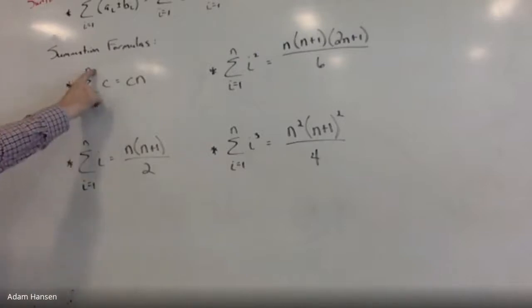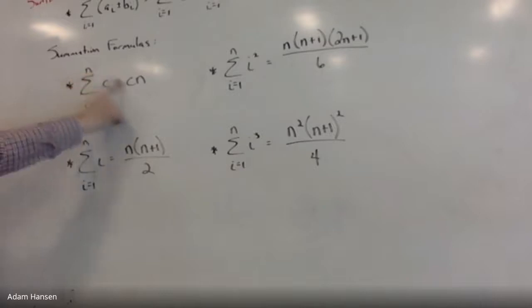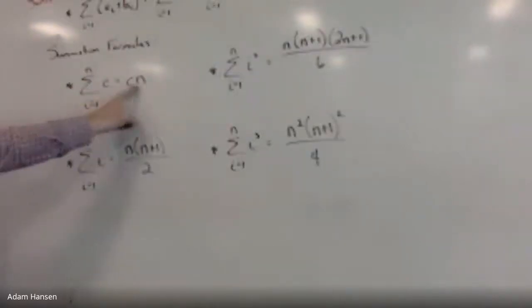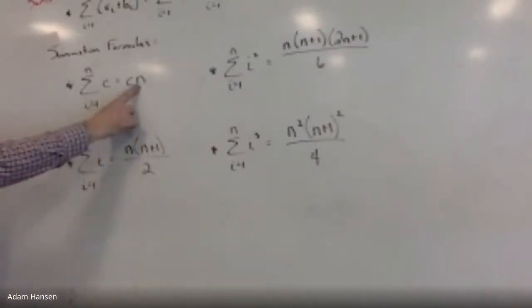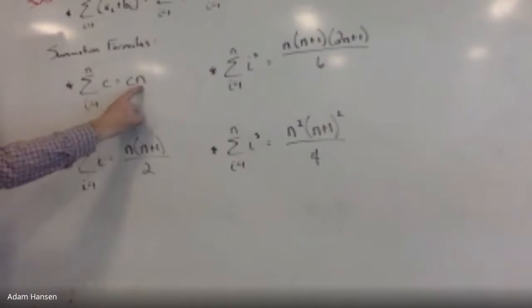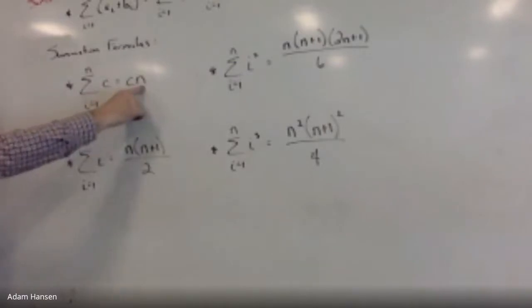N represents how many times that constant was added together. If n is 5, I have that constant c added with itself 5 times in total. So in that particular case, I have c added together 5 times. The total sum would be 5 times c.